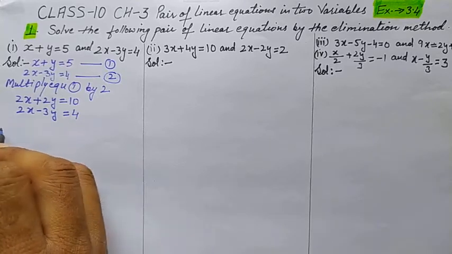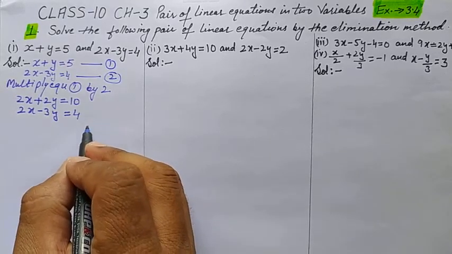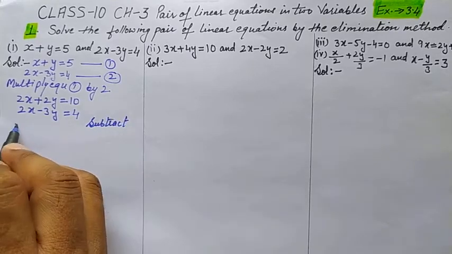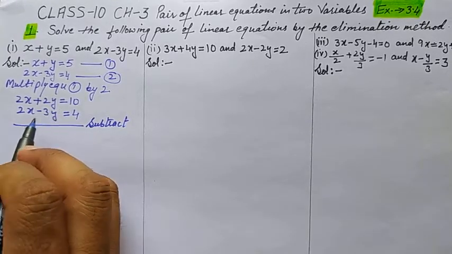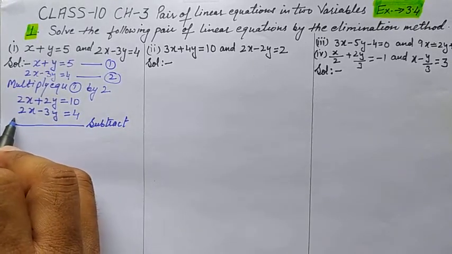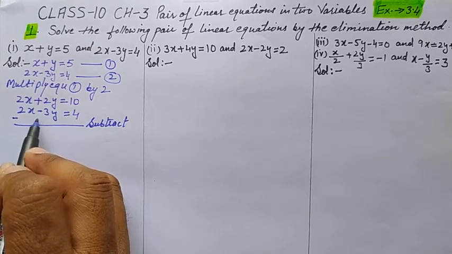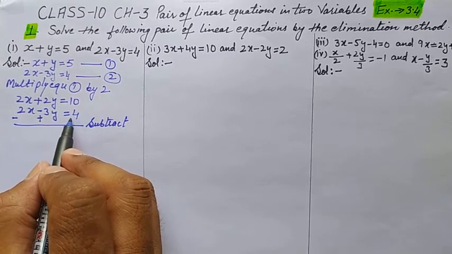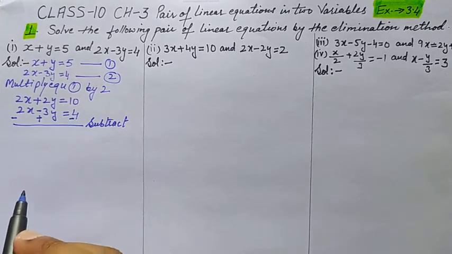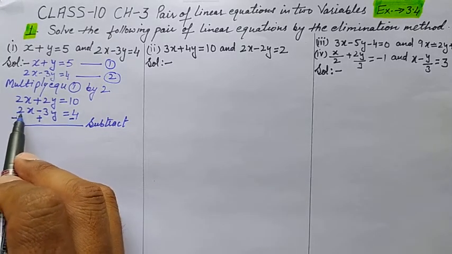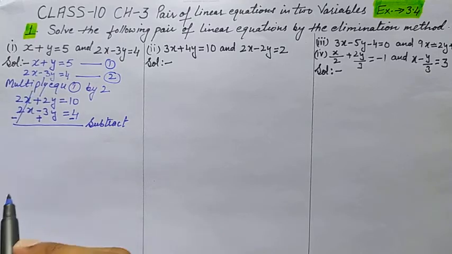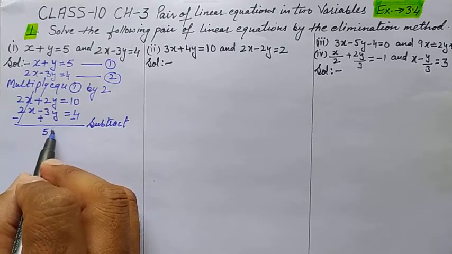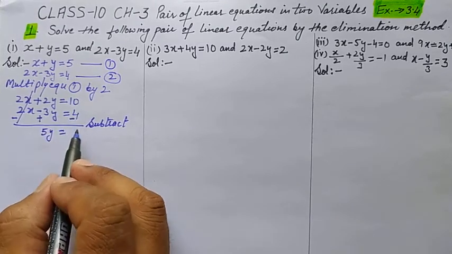You can write here, on subtracting, or just write subtract. You know that in subtraction the signs are changed. So plus 2 becomes minus 2, minus 3 becomes plus 3, and plus 4 becomes minus 4. Now 2x minus 2x is cancelled because the answer is 0. Then plus 2y plus 3y is plus 5y. Now 10 minus 4 is 6.